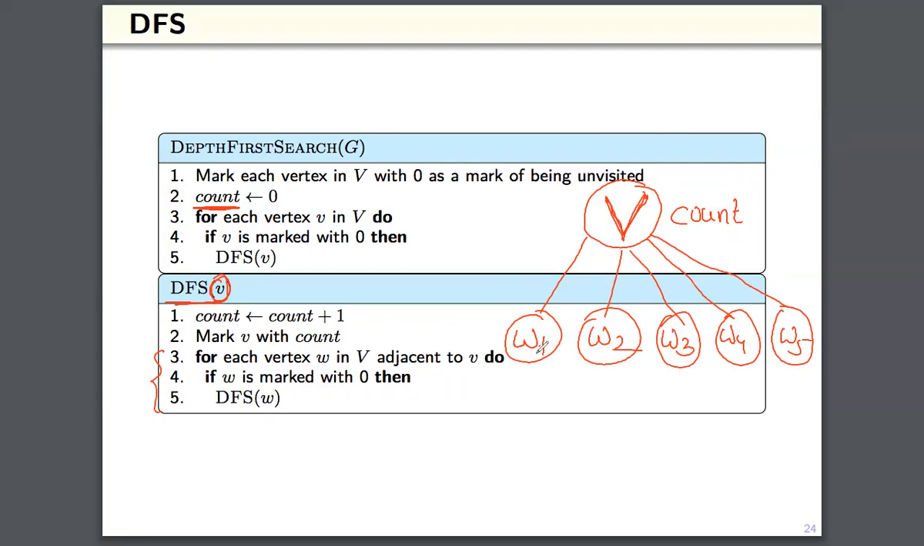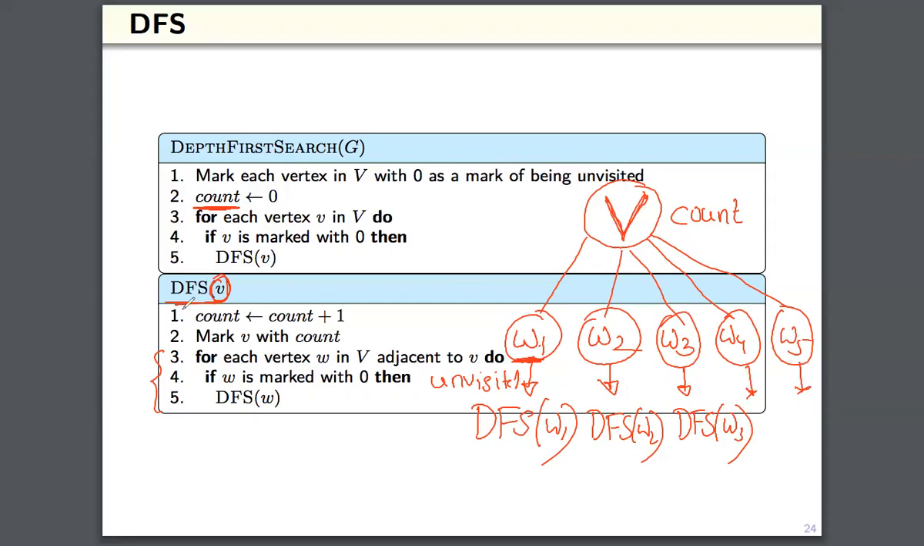What do you do? If W is marked with 0, it means it is unvisited. If it is unvisited, then do DFS of W1. If this is unvisited, do DFS of W2. If it is visited, you don't need to visit it again, right? DFS just means visit all the vertices from this vertex. If it is visited, you don't need to care for it. If it is unvisited, only then you will recursively call this W3, and so on.